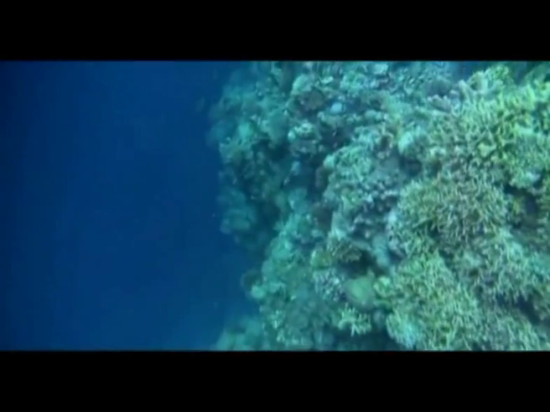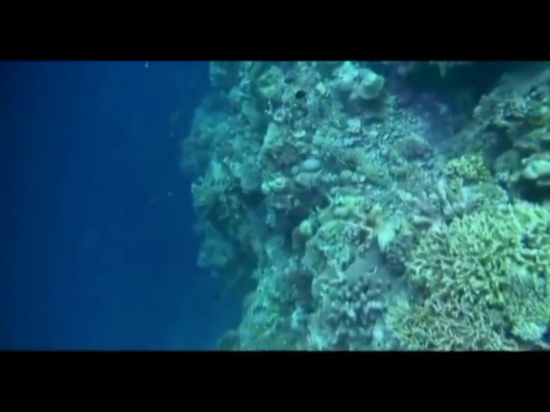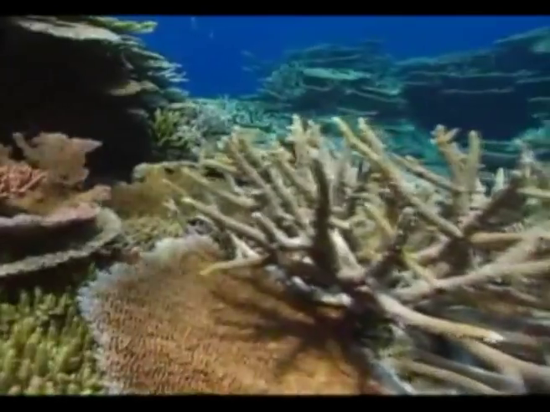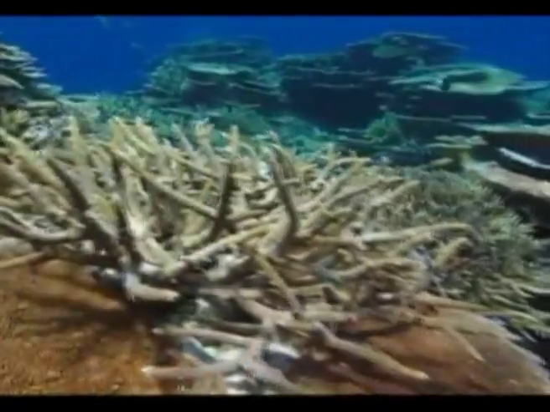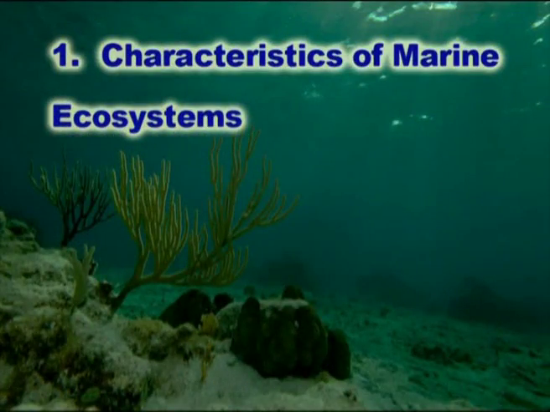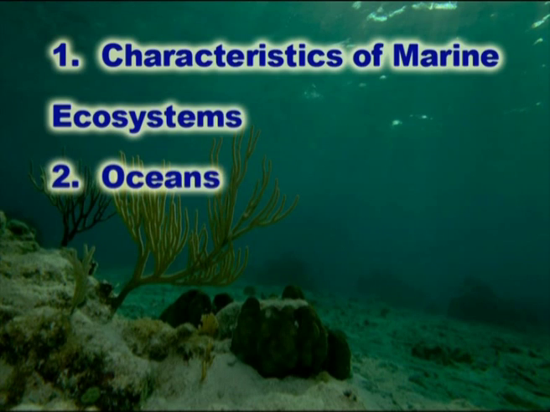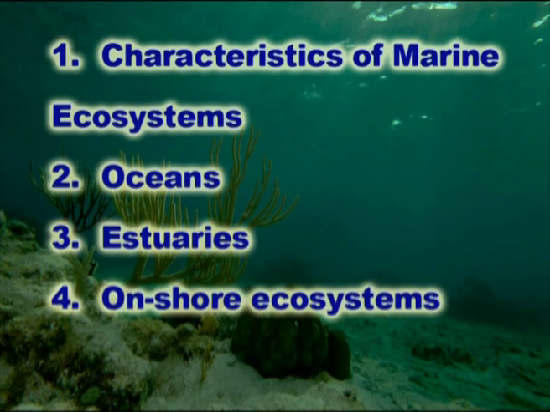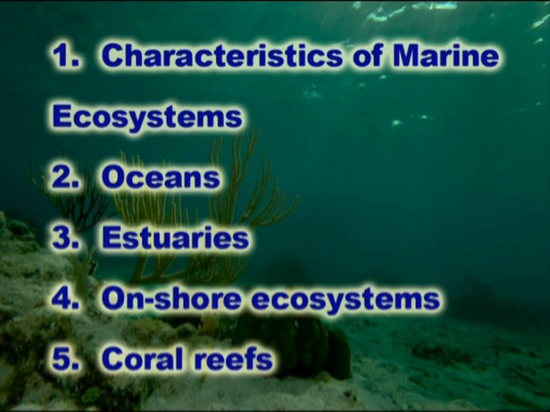The subject of physical geography includes the study of all these ecosystems. The following aspects are to be studied under marine ecosystems: characteristics of marine ecosystems, oceans, estuaries, onshore ecosystems and the coral reefs.